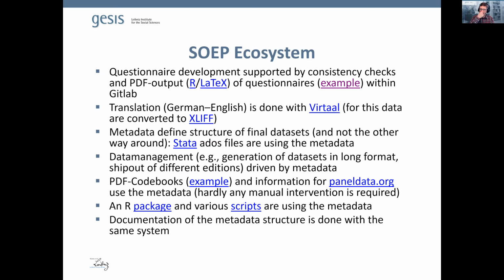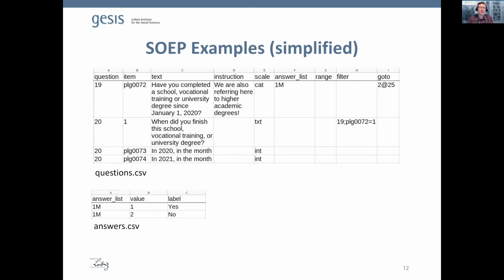We have a little example here of the CSV file. What you see on the left is the question number or question name, the item, the actual text, and they come in German and English. You have also instructions, etc., and even filters here at the end, and the answer CSV is then connected via a key with the question CSV.